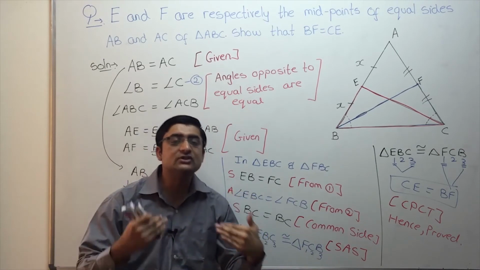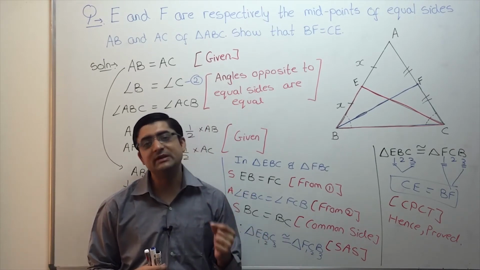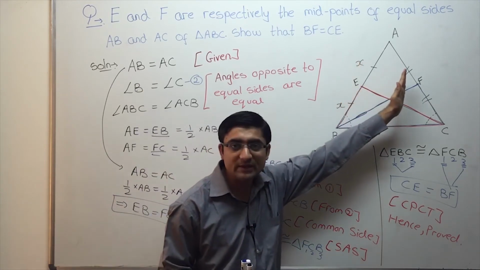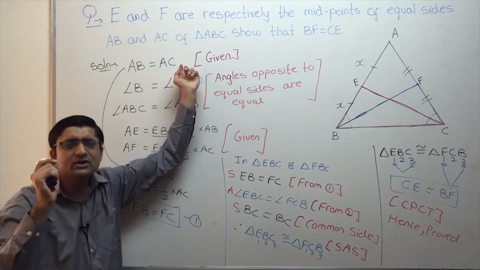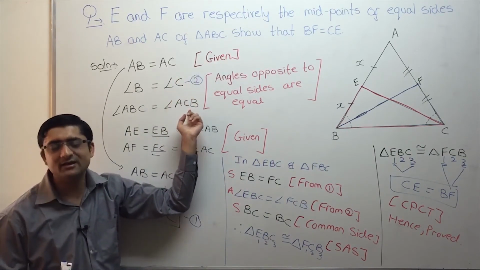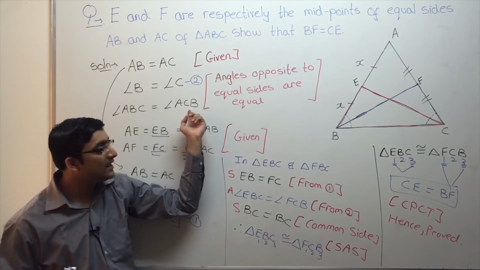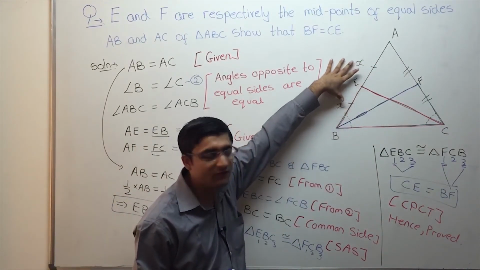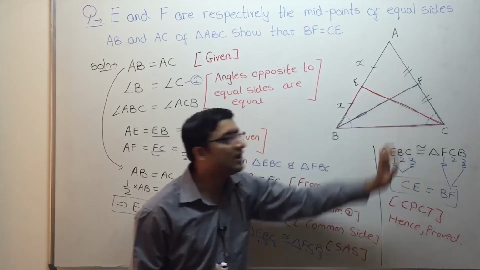Now how do I show these two triangles to be congruent? It will always be given to you. Pay attention to what is given to you. First of all, we are given AB is equal to AC. Write it down. The moment you see two equal sides in a triangle, immediately mark the opposite angles as equal. Why? Angles opposite to equal sides are equal. Next, we are given E and F are midpoints. That means AE is equal to EB, which is half of AB. AF is equal to FC, half of AC.